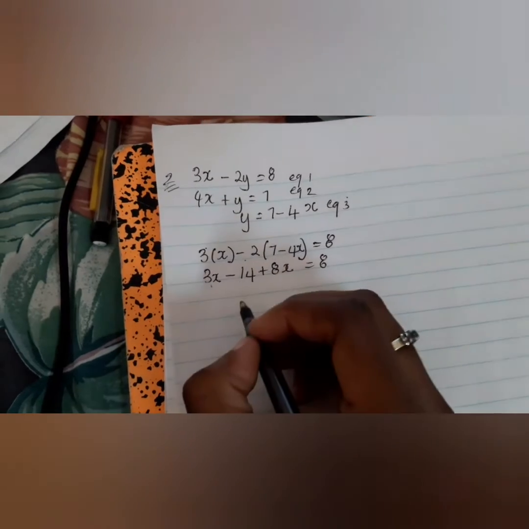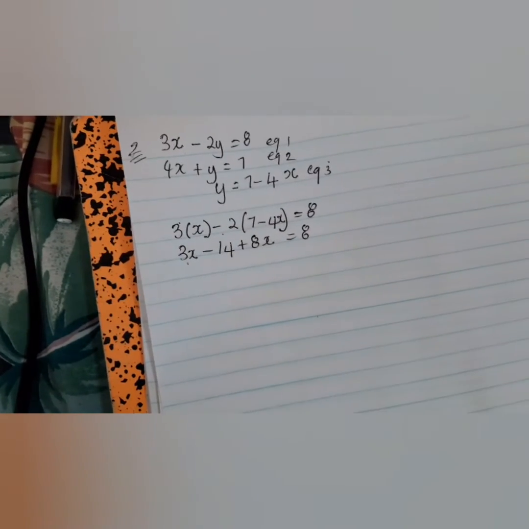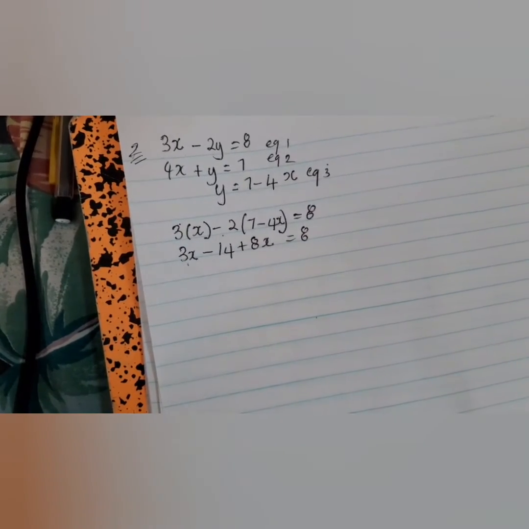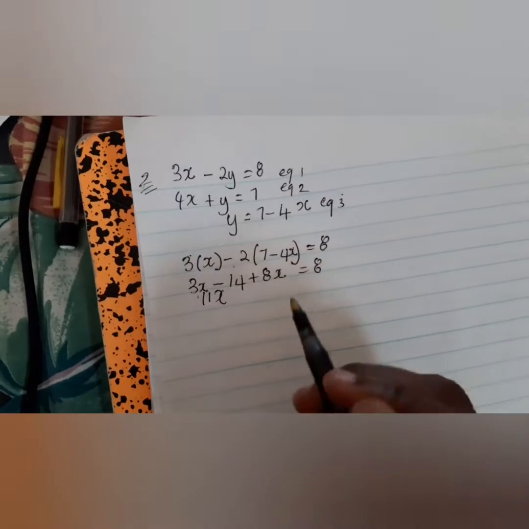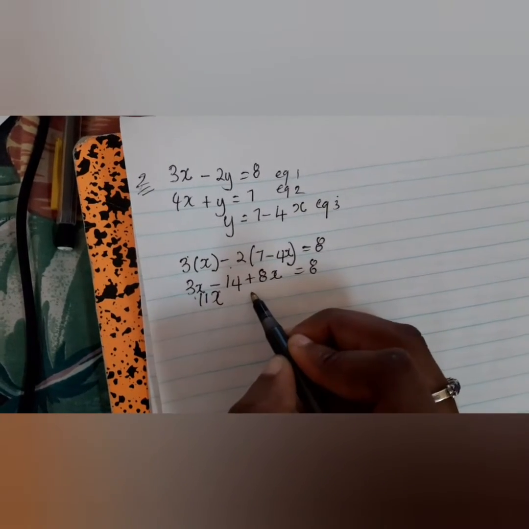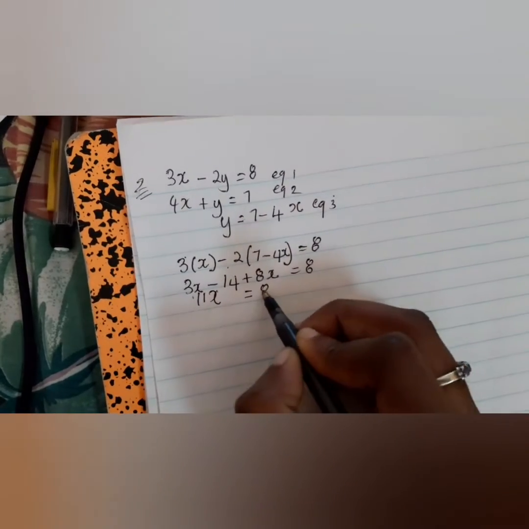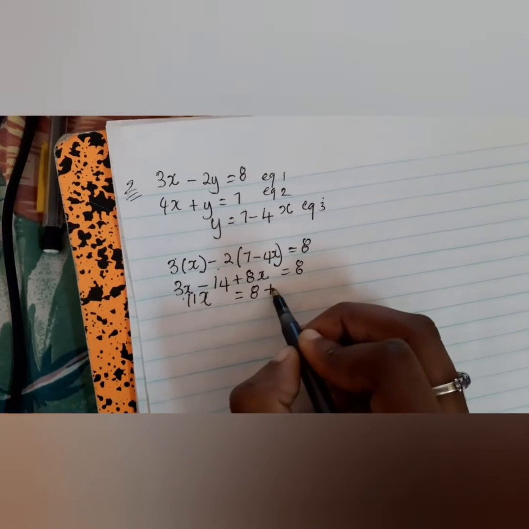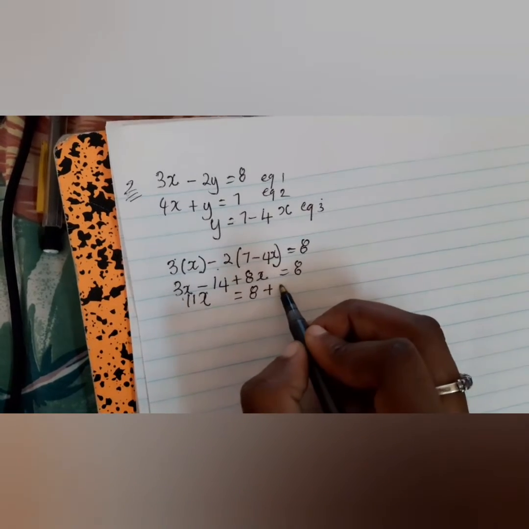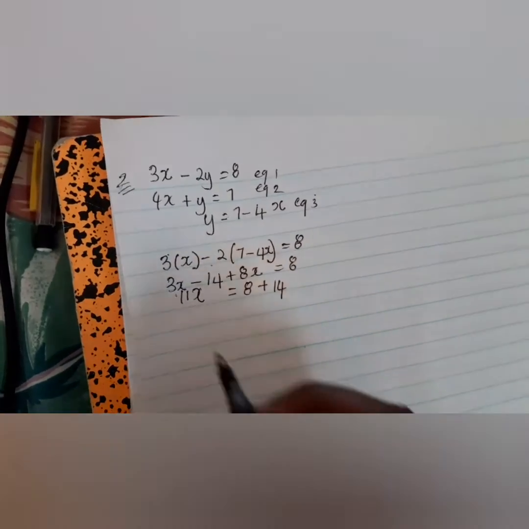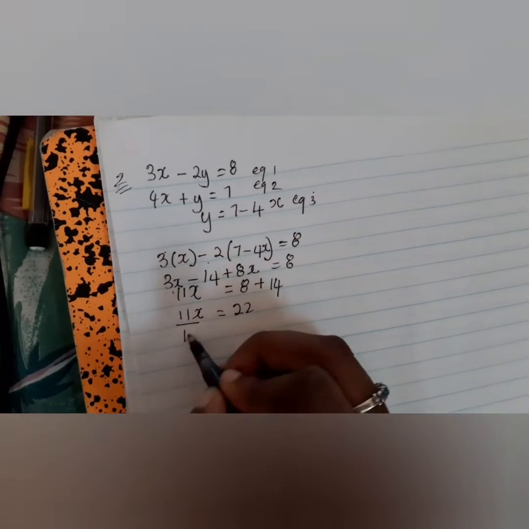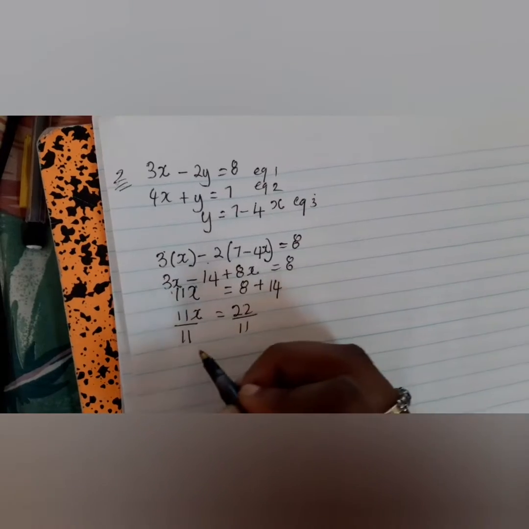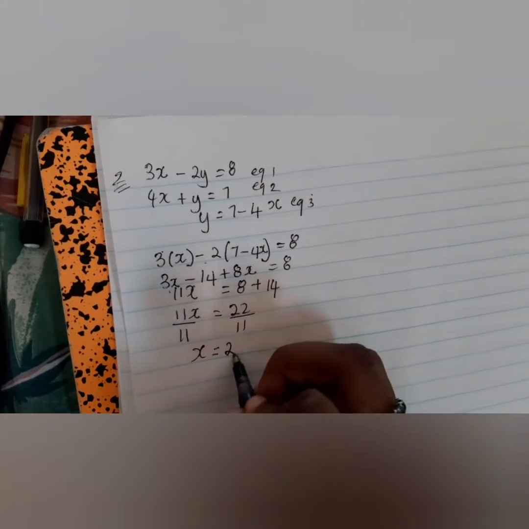3 plus 8 is 11x, is equal to 8 plus 14. So 11x is equal to 22, divided by 11, divided by 11. x is therefore equal to 2.